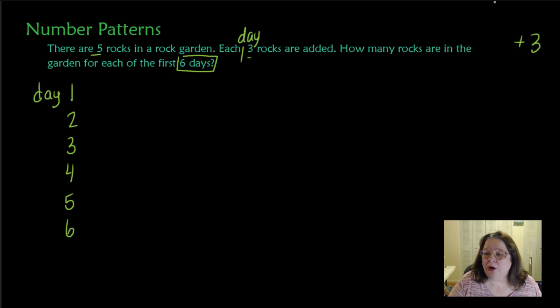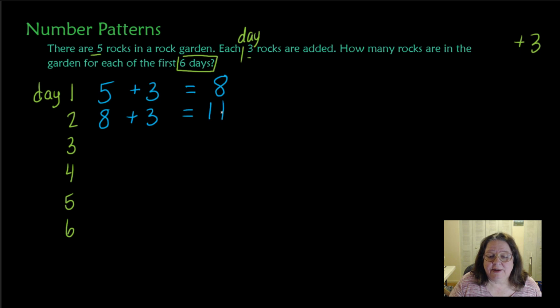Well, I start with 5. I'm starting with 5. I've already started. So day 1, what am I going to do? I'm going to add 3. So at the end of day 1, how many rocks do I have in my garden? Correct, I have 8. So day 2, I'm starting with 8. I'm still going to add 3, 11.